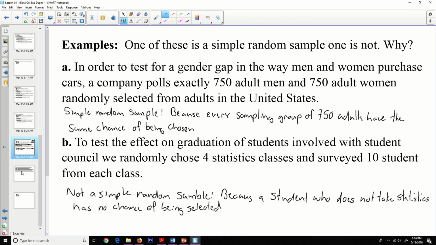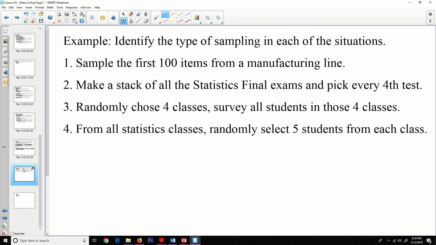All right, moving on. 4 quick questions here. Identify the type of sampling in each of the situations. So I want to read these off. You should press pause and then make a guess based on what we've gone over so far, and then press play and check your answers.